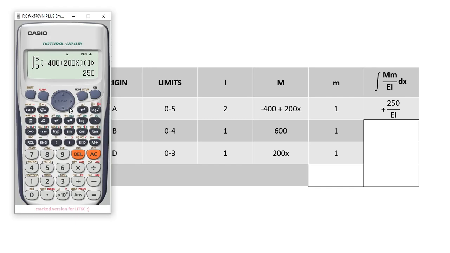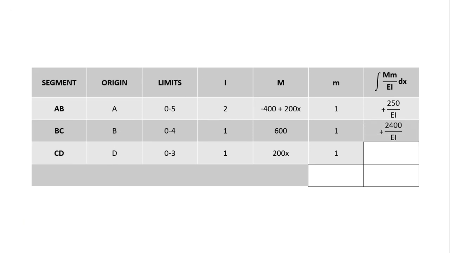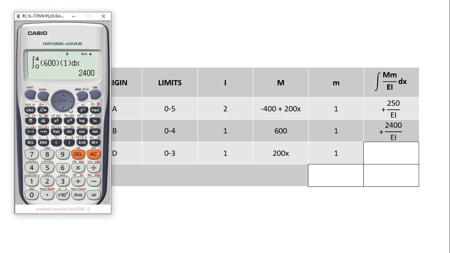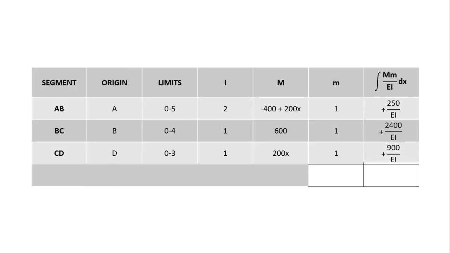Naman sa second, edit lang natin to. Gawin natin 600 yung nandito. Okay, then this is from 0 to 4. Tanggalin natin yung divided by 2, and we have 2,400. So, ito po yun. And then for the third one, sa CD naman, we have 200x. So, lagay lang natin. This is from 0 to 3. And we have 900 over EI.